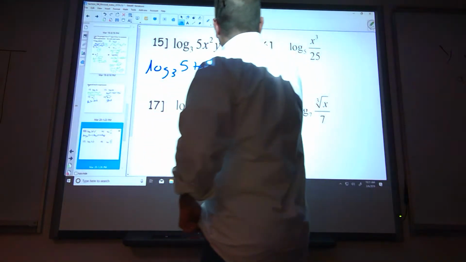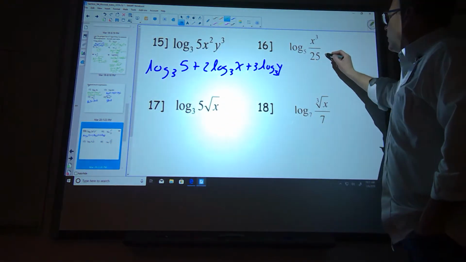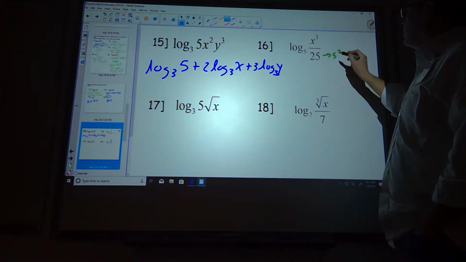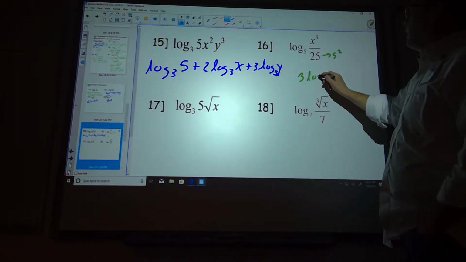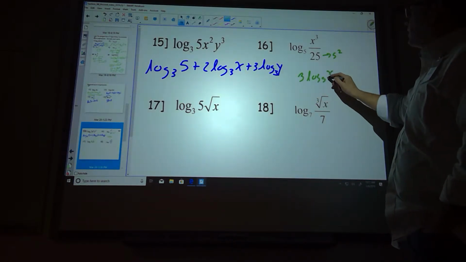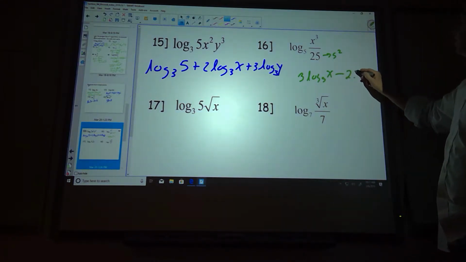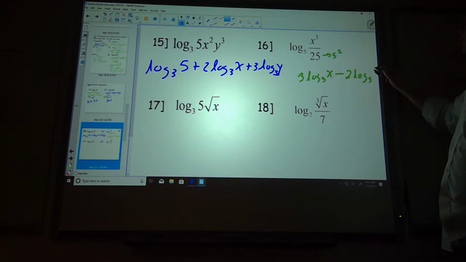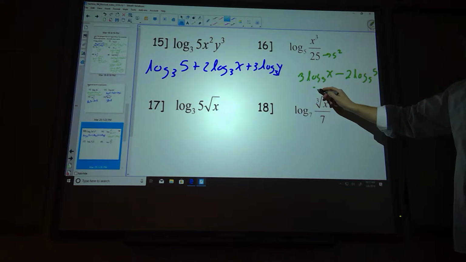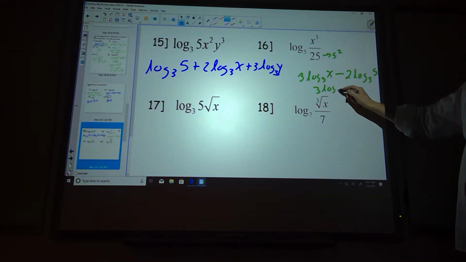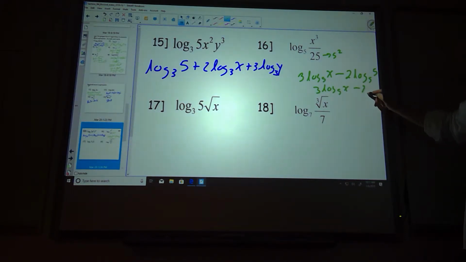25 is 5 squared, yes? Mm-hmm. So that's going to be 5 squared. So this is going to give me 3 log base 5 of x minus 2 log base 5 of 5. Log base 5 of 5 is 1. Done.